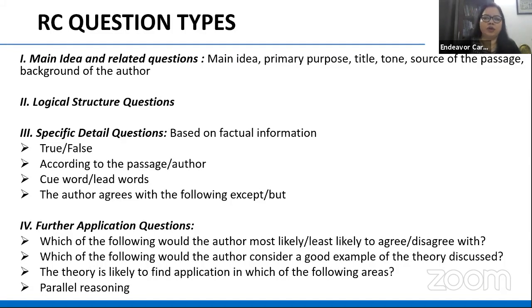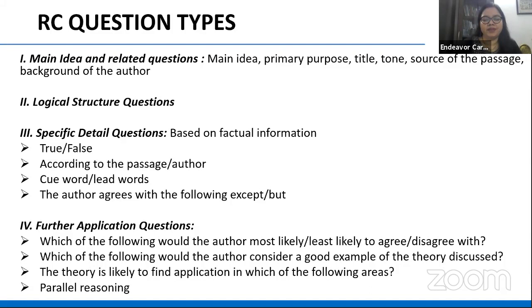How are they phrased normally? What does the question stem look like? Which of the following is true? Which of the following is false? According to the passage or according to the author? So remember, according to the passage, according to the author can also be inference questions. They can also be followed by options that are inferences. But they can also give you direct details that you can scan, look for in the passage and locate.